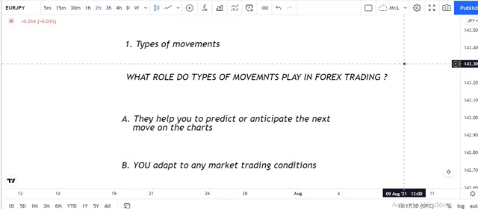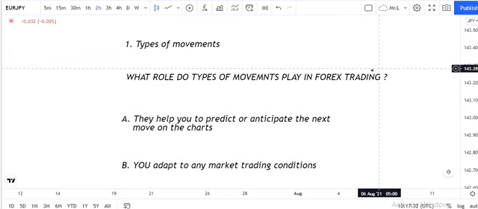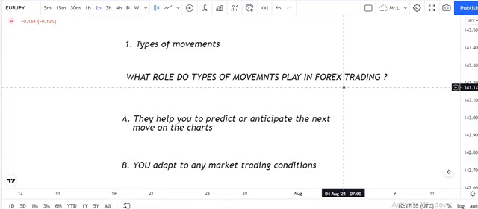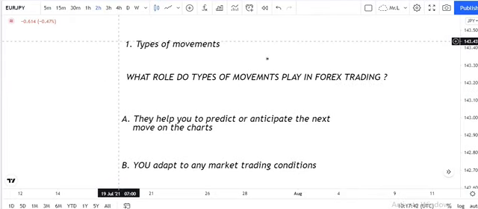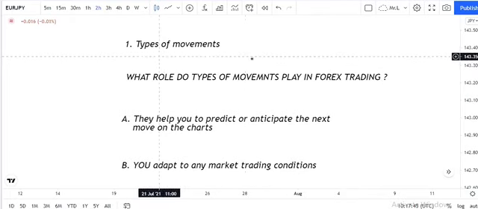So we can start. As you can see on the screen, I'm going to cover types of movements. The topics that I'm going to cover today are forex movements, handling losses, and how to become patient. So now we are starting with the types of movements.